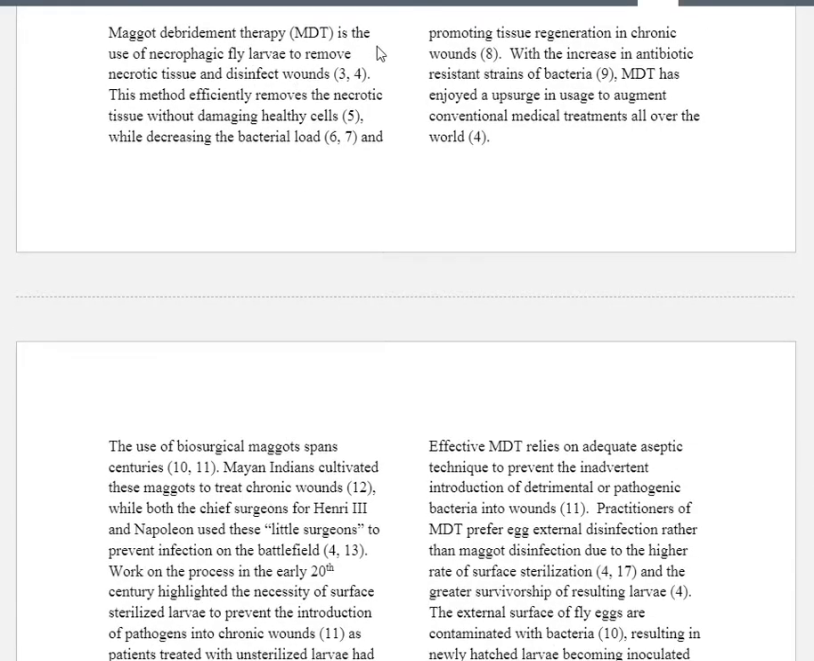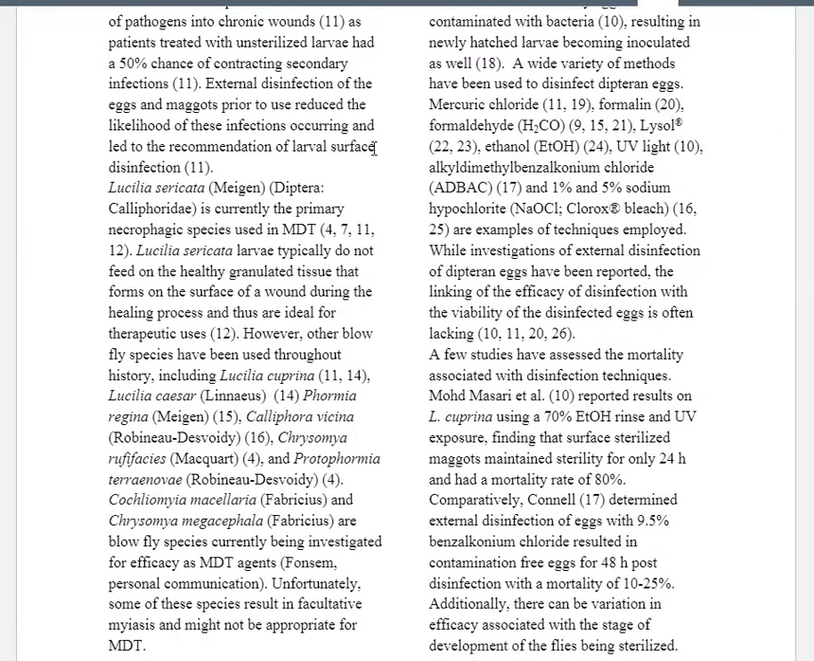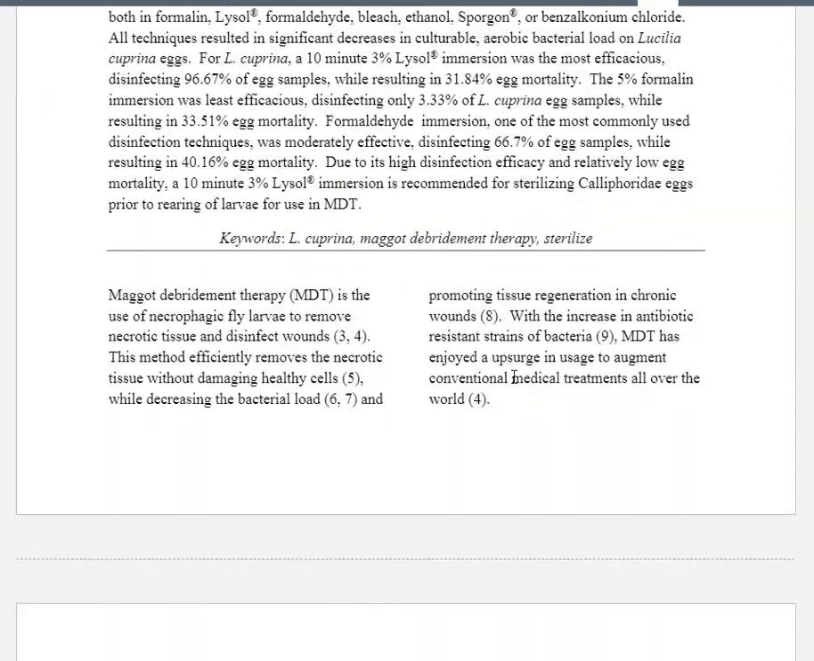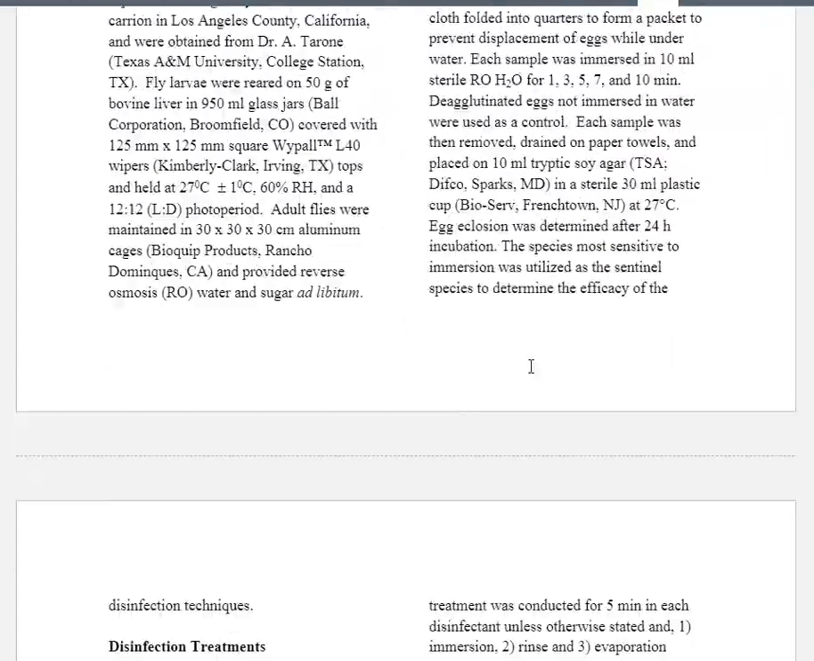And this is the incorrect references again. So make sure you get rid of that. And there's references in the abstract. You don't need references in the abstract at all. Keep that in mind.